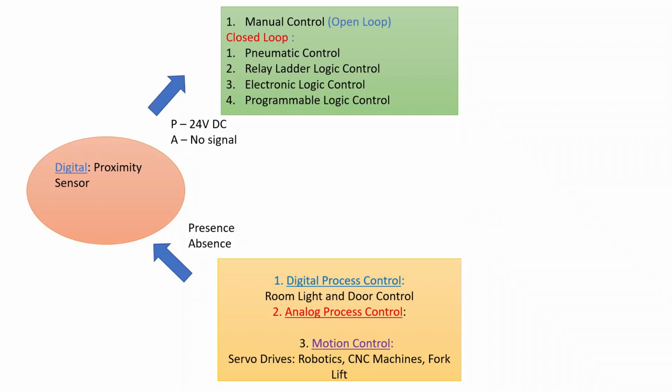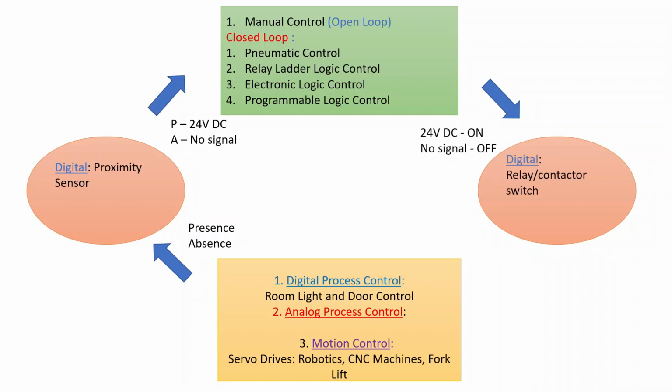So, when the person's presence is detected in the room, it will send the 24 volt DC signal to the control logic, and no signal when absence is detected. After that, these signals are executed in the logic and it sends the controlling signal to the actuator device. In this case the actuator device is a relay or contactor switch, and again the signal is 24 volt DC or 0 volt DC to turn the light on and off.